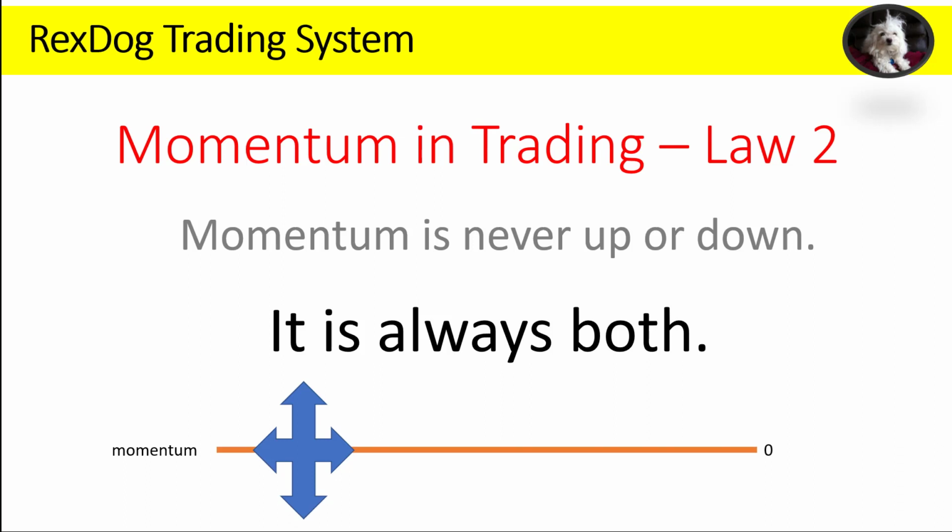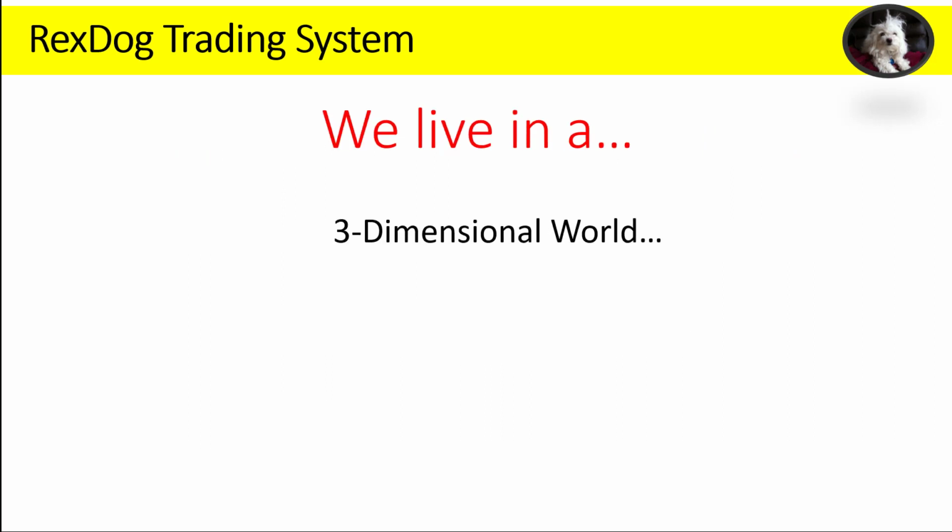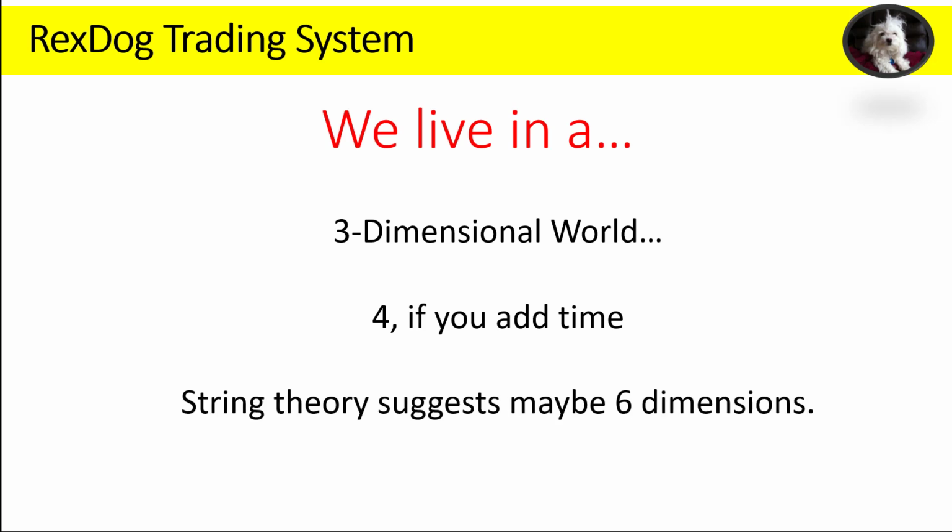Law number 2, there's only 2 laws. Momentum, law number 1, momentum is never zero. Momentum, law number 2, momentum is never up or down, long or short. It is always both. Now, I'm not saying that just to sound smart or be different. We live in a 3-dimensional world. Well, actually, if you include time, then we live in a 4th dimensional world. But even then, if you follow string theory, it's suggesting that maybe we have 6 dimensions. We just can't see them, and I'm not going to get into string theory.